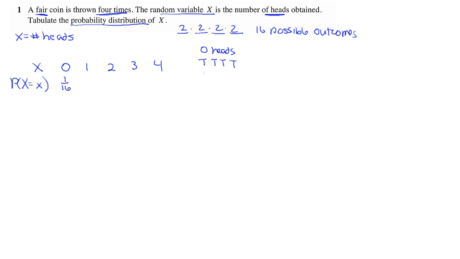Now we're going to figure out how many different ways it could happen with 1 head. I'm going to give you the first one, and then I want you to pause it and see if you can come up with the rest. For 1 head, we could have 1 head and then 3 tails. Okay, now pause it.